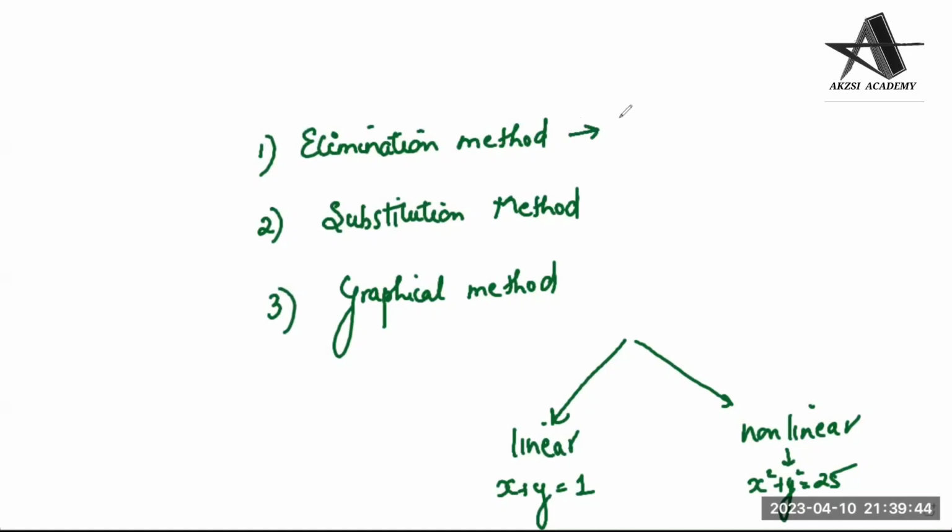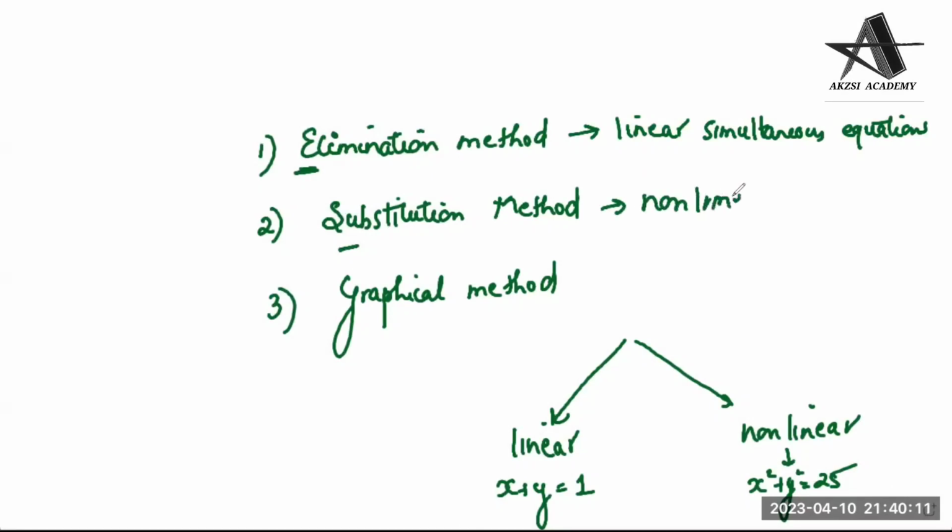Elimination method is widely used for linear simultaneous equations. We solve almost every question with this method for linear simultaneous equations. We can use the substitution method as well for linear simultaneous equations, but the easiest one is elimination method. Substitution method is used for non-linear. You can't solve non-linear with elimination method. If both are non-linear, you can, but mostly you will find one linear, one non-linear, that kind of combination. So for that, we always use the substitution method for non-linear simultaneous equations.